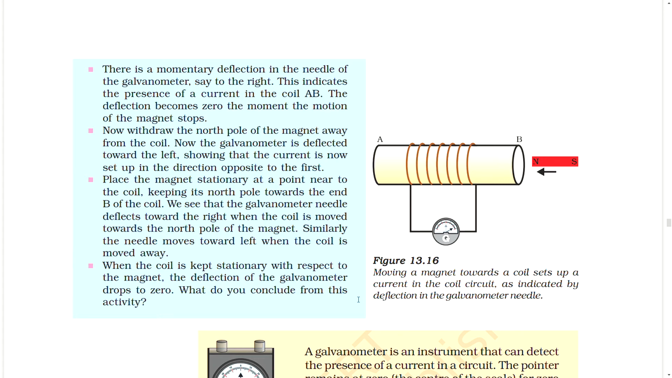What do you conclude from this activity? Figure: moving a magnet towards a coil sets up a current in the coil circuit as indicated by deflection in the galvanometer needle.